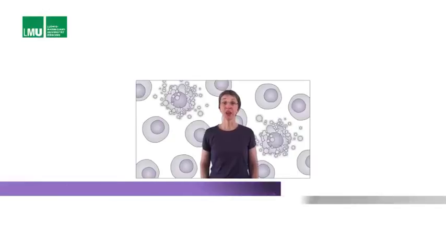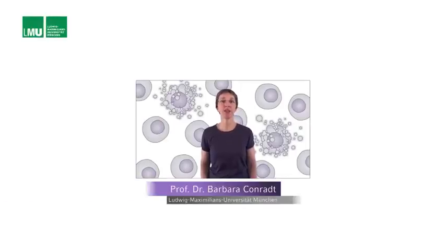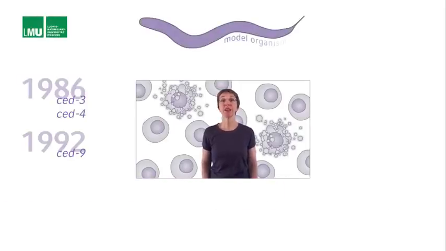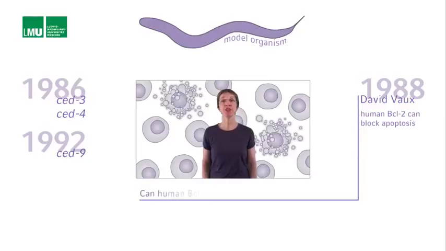With the identification of Z3 and Z4 in 1986 and of Z9 in 1992, the worm C. elegans had been established as a model for apoptosis studies. David Rowe, who had demonstrated in 1988 that human BCL2 can block apoptosis, became interested in determining whether the expression of human BCL2 in C. elegans similarly could block apoptosis.